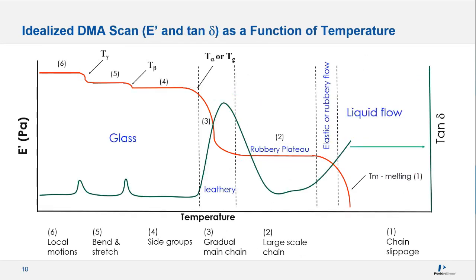Adding the loss factor, tan delta, to the curve, for each transition, there is usually a peak around the modulus drop. With this, five regions of the viscoelastic behavior can be identified by the DMA: glass, rubbery, liquid flow, and two narrow intermediate regions between them.